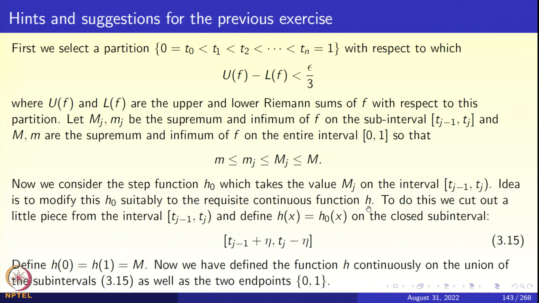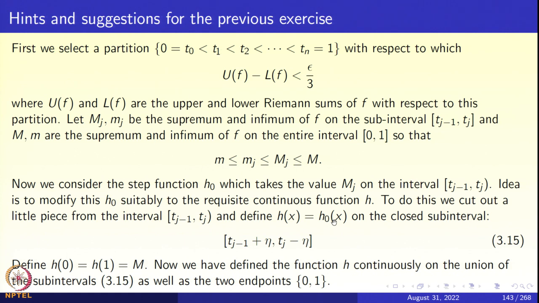How do we modify it? We are going to choose an eta bigger than 0, and eta will be specified very soon. We take this interval [tj minus 1, tj] and cut a small piece from the left and a small piece from the right. So we look at [tj minus 1 plus eta, tj minus eta], equation 3.15. We define h of 0 and h of 1 to be both m. And on this subinterval [tj minus 1 plus eta, tj minus eta], we define h of x to be equal to h naught of x.